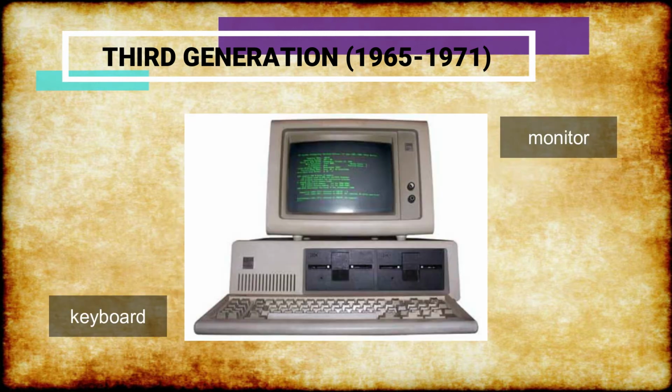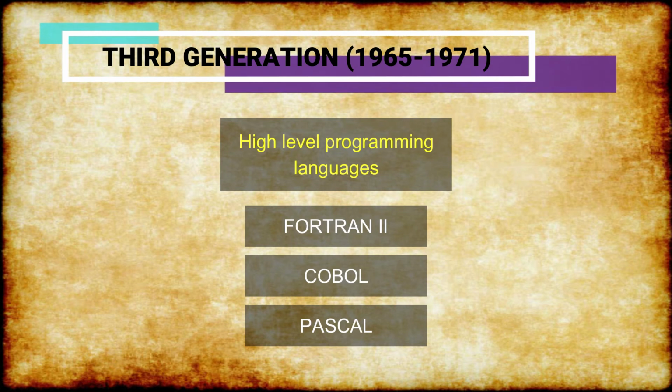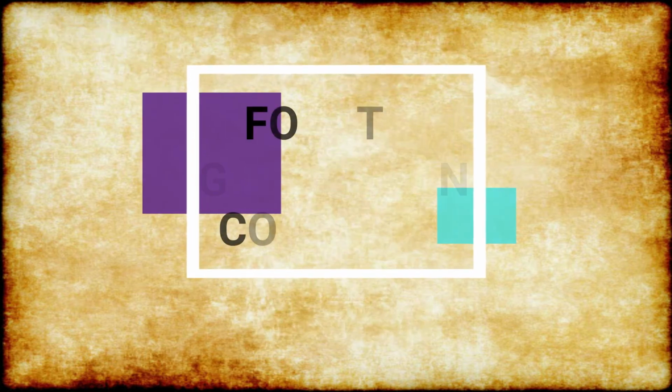Instead of punch cards and printouts, users interacted with the third generation computers through keyboards and monitors. They also interfaced with an operating system, which allowed the device to run many different applications. High-level languages like Fortran 2 were used during this generation. Next, the 4th generation of computers.